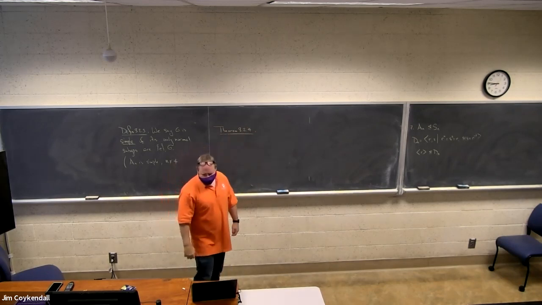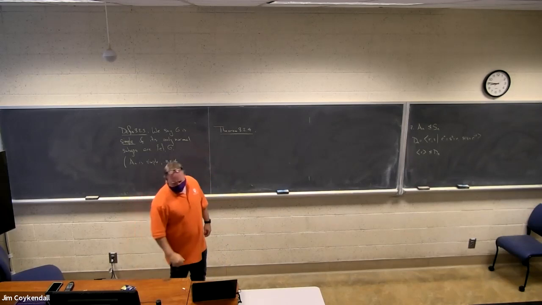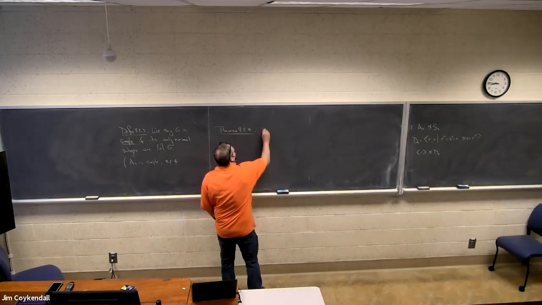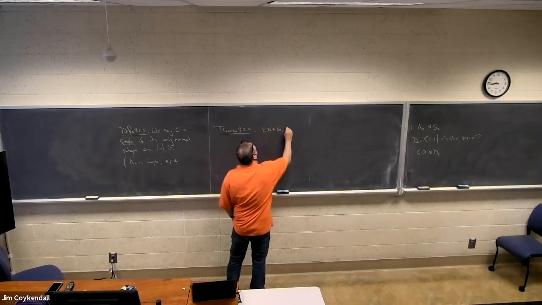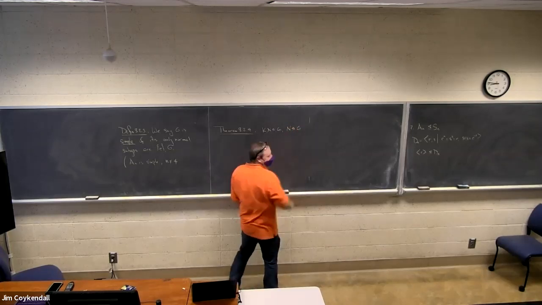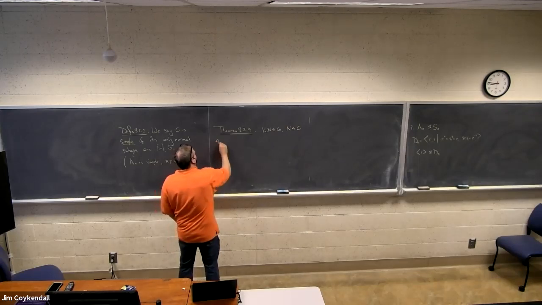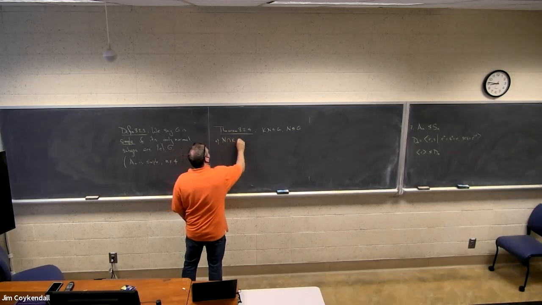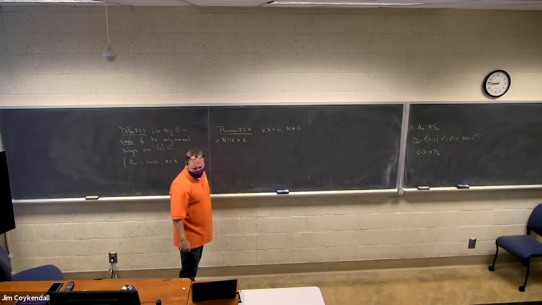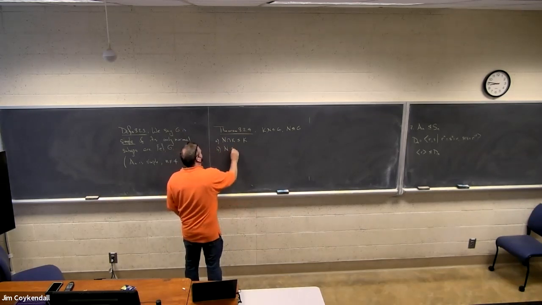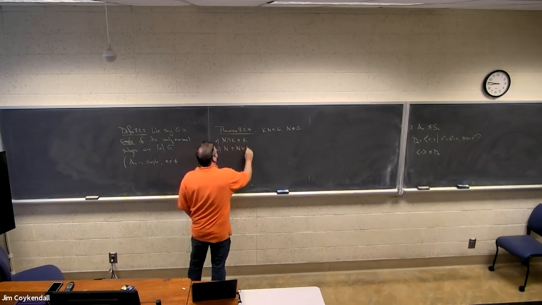Theorem 3.2.4. Let K and N be subgroups of G with N normal in G. Then N is normal in K, and N is normal in N join K.